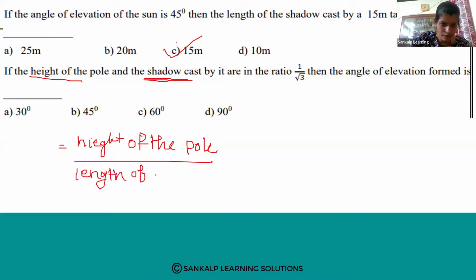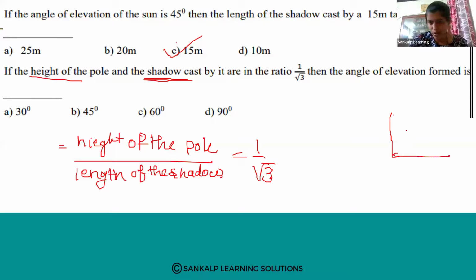Length of the shadow. Okay, so this is 1 divided by root 3. This is the height of the pole and this is the length of the shadow. Here you will get 90 degree. A, B, C, consider triangle ABC. So 90 degree is at point B and the angle of elevation is at point C.